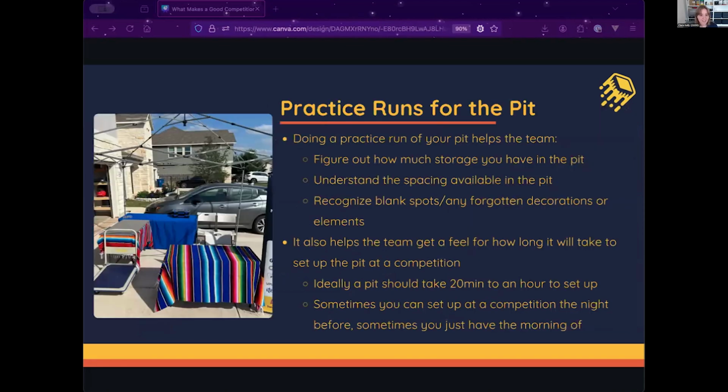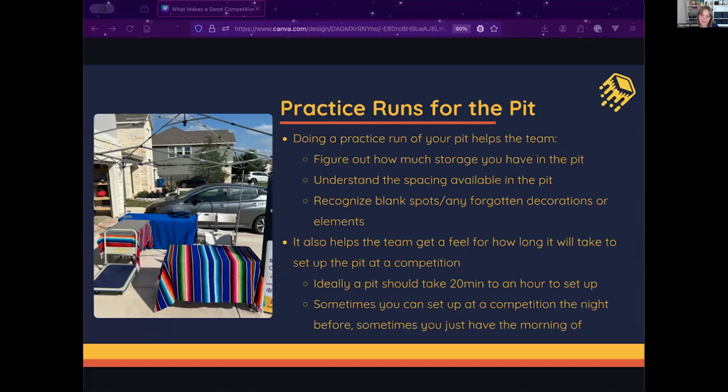So practice runs are super, super important for your pit. Doing a practice run really helps the team figure out how much storage you have, the spacing available, and if you have any forgotten decorations or blank spots. It also helps you get a feel for how long the pit setup will take at a competition.